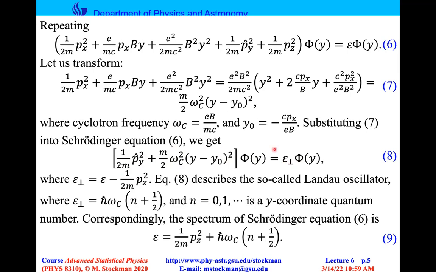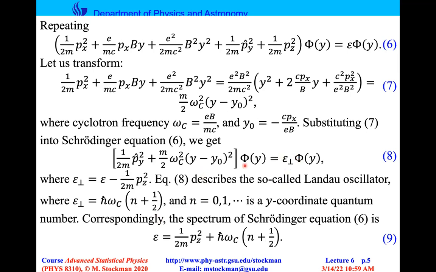This normal energy is what? It is epsilon minus this energy, pz squared over 2m. It is a constant. Pz is a C number. It's an integral of motion. So it acquires the form of the equation for a linear oscillator. And this equation describes this so-called Landau oscillator. A Landau oscillator is easy to quantize, it's trivial.